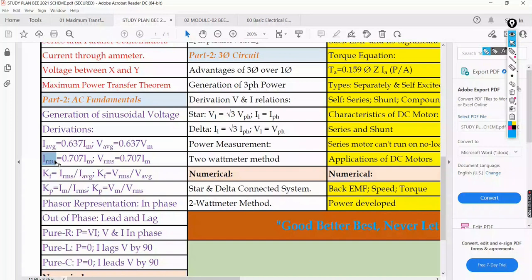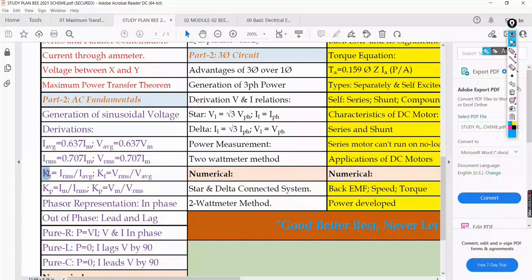That RMS value might be with respect to the current, or the RMS value with respect to the voltage. That is IRMS is equal to 0.707 into IM. Then VRMS is equal to what? 0.707 into VM. This is not IM, this is VM. This is with respect to the average value and the RMS value. This derivation you can practice, and that is also important from the examination point of view.